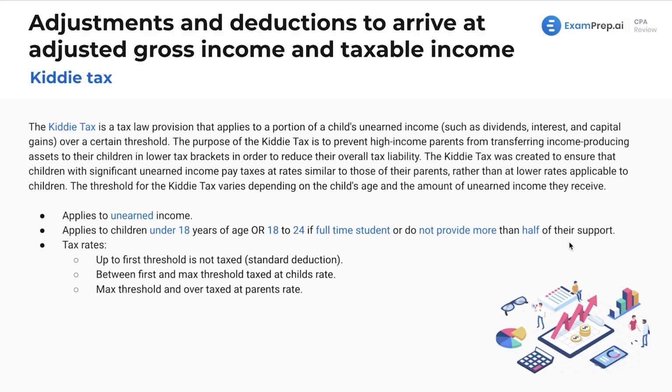And harkening back to our filing status lesson and the tax rates, these are going to be linked for you to memorize. But essentially, it's up to a first threshold that it's not taxed at. You can consider that the standard deduction for it. Then there's in between the max threshold and the first threshold. And anything in between there is taxed at the child's tax rate. And then anything above that is taxed at the parent's rate.